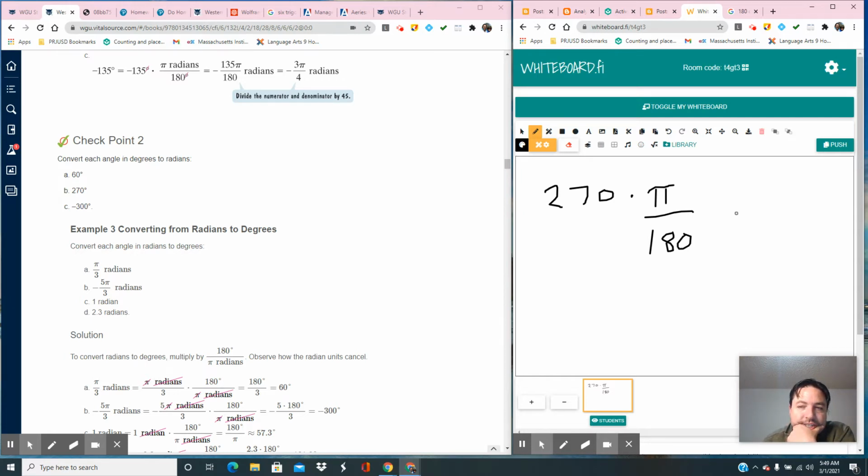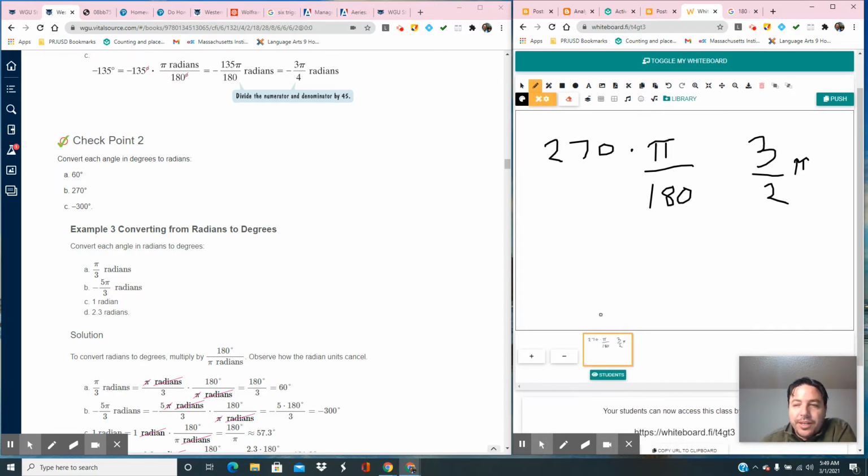Is it not? It is. Because that's 180. 180 plus 90 is 270. So that should be 1.5 over 2 pi. They're giving me this negative answer over here.